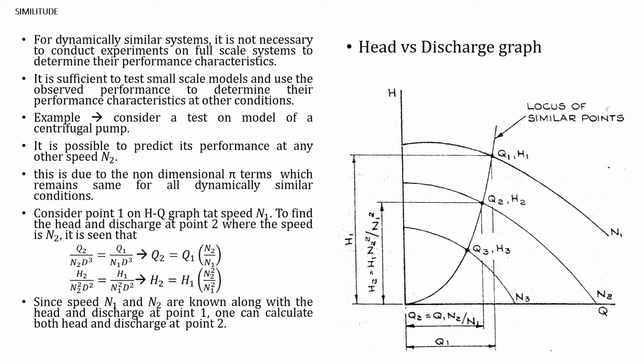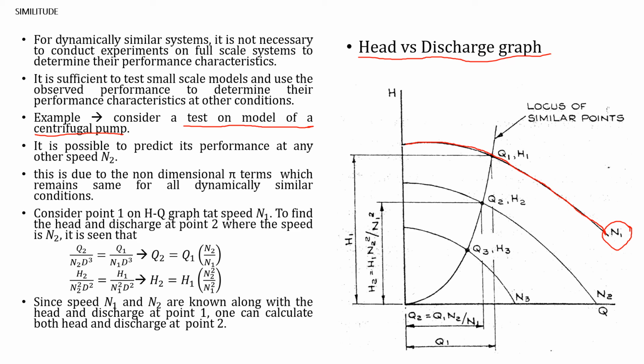So let us consider the example of a test on a model of a centrifugal pump. So we have a centrifugal pump model. We have conducted the experiment and we have plotted a graph of head versus discharge. I have taken a centrifugal pump model, and for N1 speed I have conducted the experiment and plotted the graph. So this is the graph that I got in the first stage.